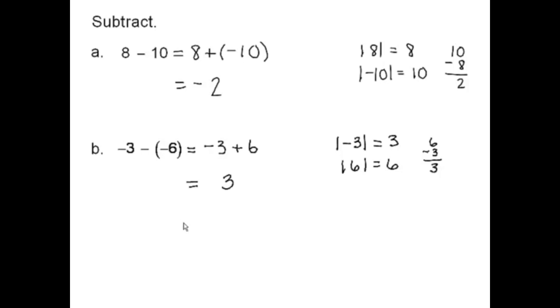Finally, let's try one more. 2 minus a negative 4. So remember, when we're subtracting a negative number, we can write it as adding the opposite. So we have 2, and we add the opposite of negative 4, which is positive 4. Now we have addition of two positive integers, which we can do: 2 plus 4 is equal to 6. So 2 minus a negative 4 is equal to 6.